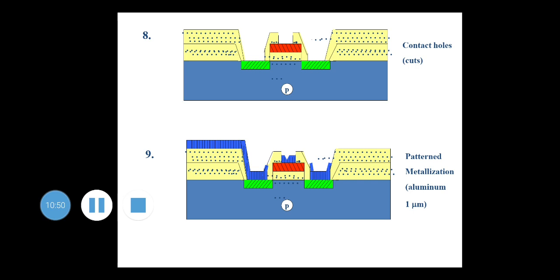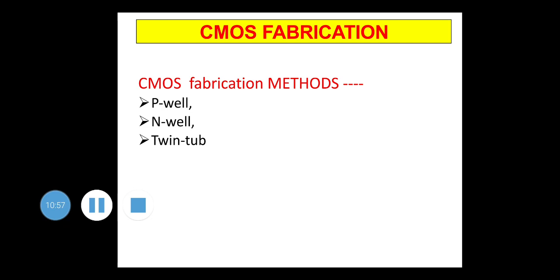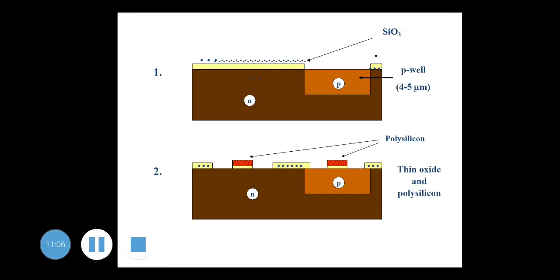Now in the next slide we will see the CMOS fabrication process. The different types of CMOS fabrication methods are P-well method, N-well method and twin tub method. So now we will see the P-well fabrication process of CMOS using the P-well method.